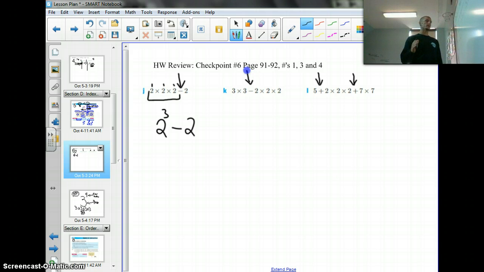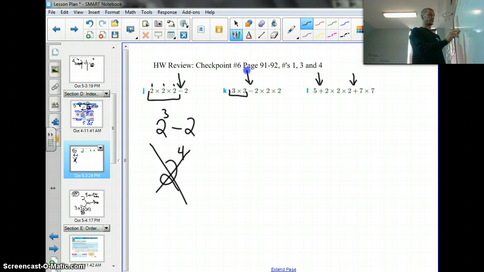The reason why I make sure that I mention this is because some people might look at this and try to tell me that it's 2 to the 4th, because they see 4 2's. No, it's not. It's only going to be 2 cubed because those are the only 3 2's that are being multiplied together. Let's look at this one.